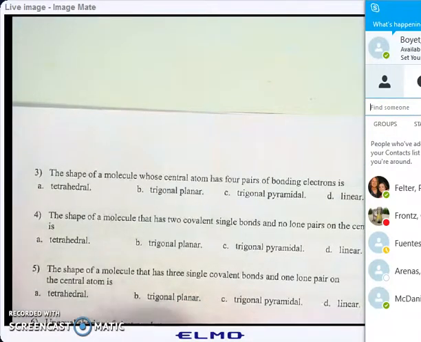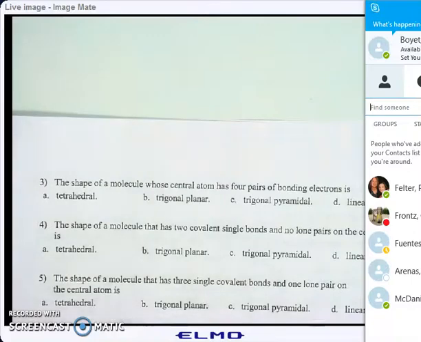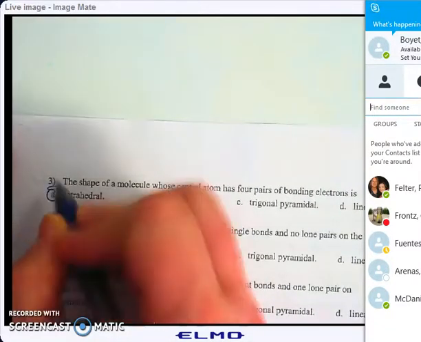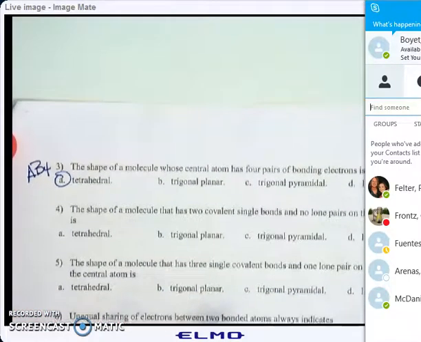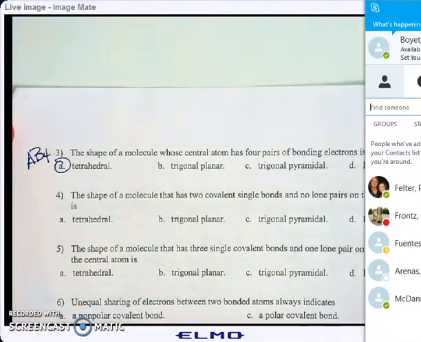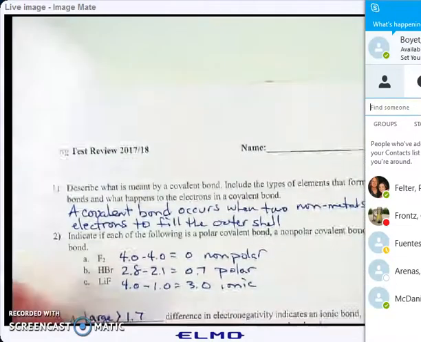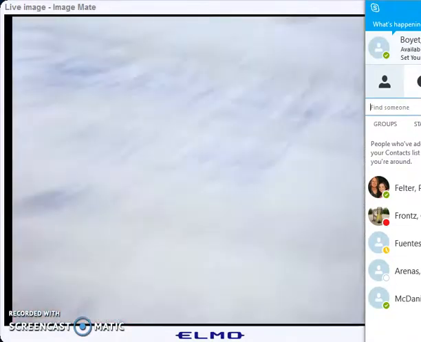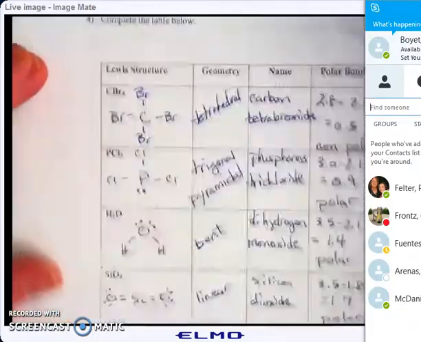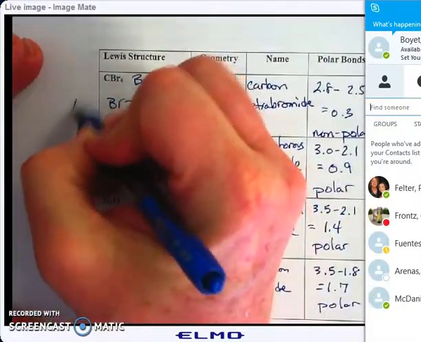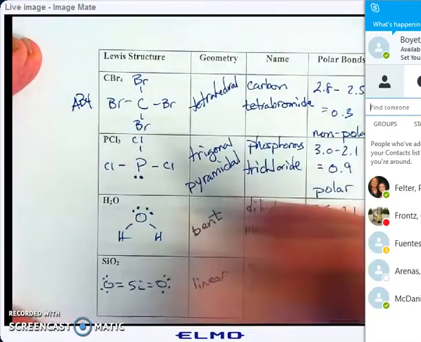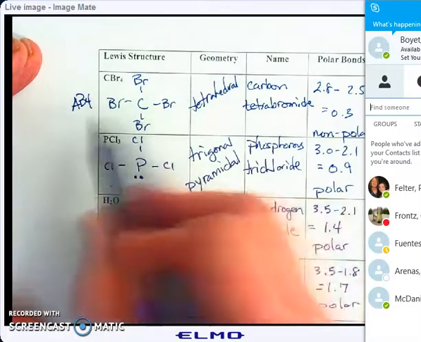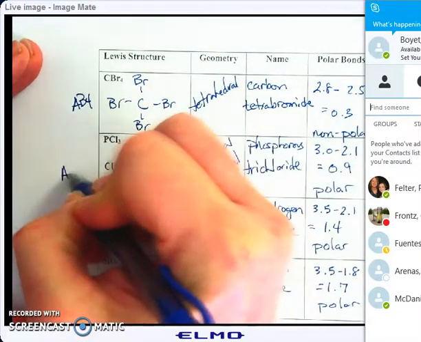Number 3. It is a tetrahedral. It is an AB4. One central atom and 4 bonded atoms. So if that helps, if we want to go back to this table real quick, as a reminder, this was an AB4. AB4s will always be tetrahedral. If you understand that, that will help you. If not, then don't try to use this.